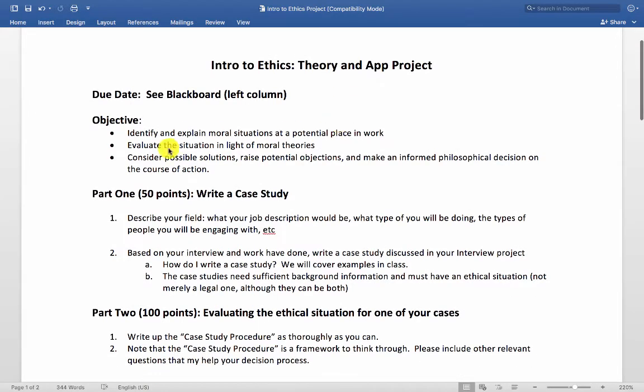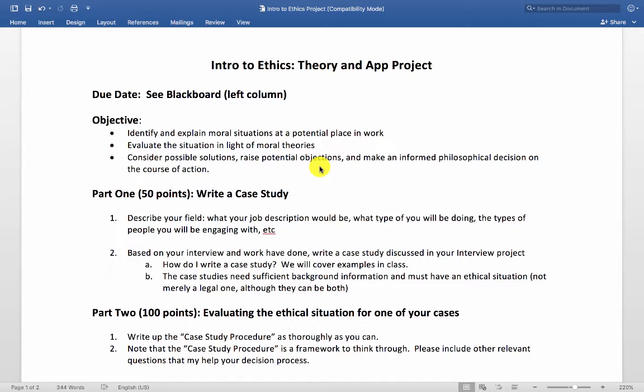Now, what's the objective? What are we doing here? Identifying and explaining moral situations at a potential place of work, right? This is based on your interview, so that's why we did the interview. Evaluate the situation in light of moral theories. That's the lectures, the discussions, the journals that we've been doing all semester. And consider possible solutions, raise objections, and make an informal philosophical decision on the course of action.